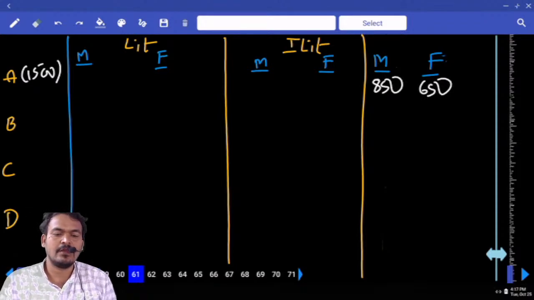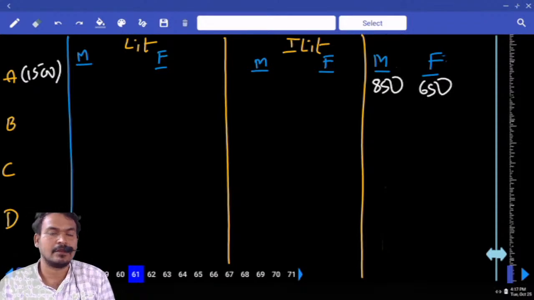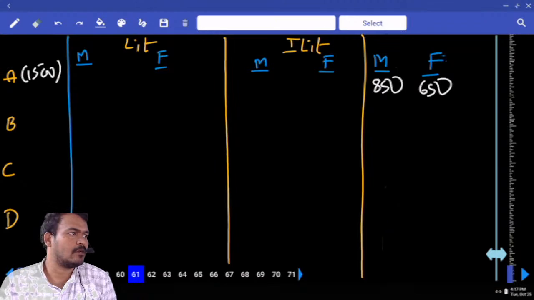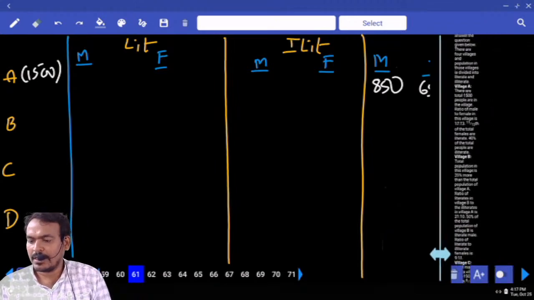Out of 850, male literate and male illiterate. Out of 650 also, female literate and female illiterate, yes or no? Okay. What is the next point?